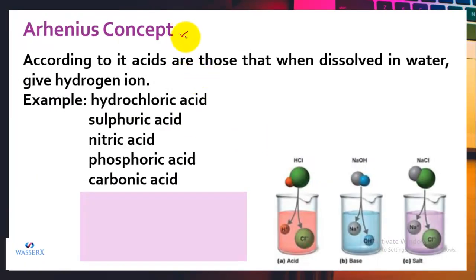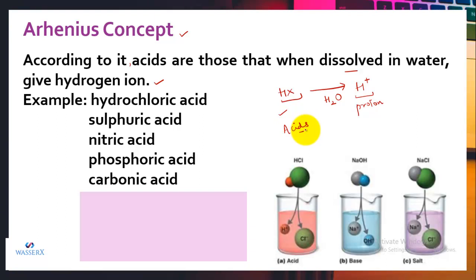According to Arrhenius, all the substances which when dissolved in water give hydrogen ion are regarded as acids. So he said, if I have a substance, let's say HX, and I dissolve this HX in water, if it dissociates to produce the hydrogen ion, or you can say it produces a proton, then the given substance is regarded as an acid. So I think it's clear.